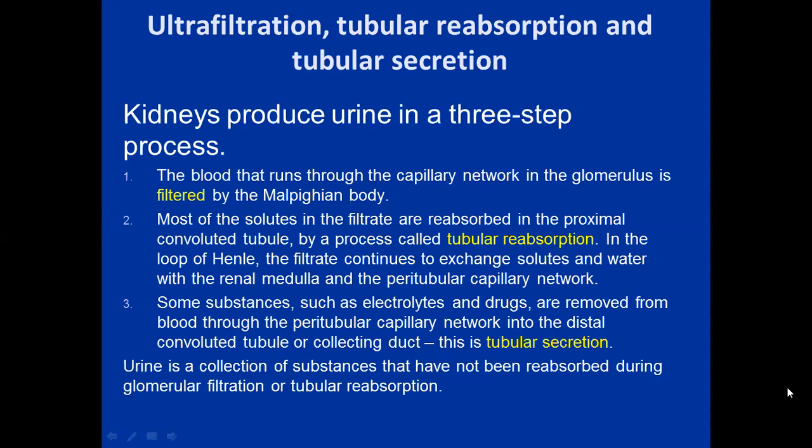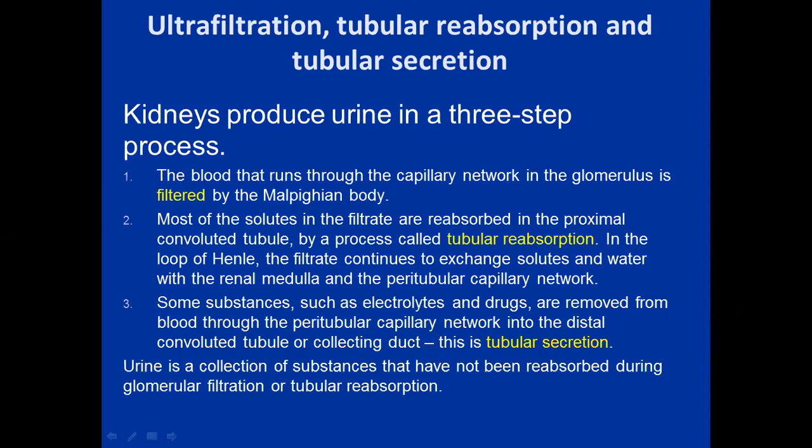So the 3 stages of making urine are ultrafiltration, also known as glomerular filtration, but I'm happy for you to just learn this term. Tubular reabsorption and tubular secretion. Absorption, be careful how you spell it. And I told you this when we were dealing with nutrition. There's a P here. Okay, so 3 steps in making urine.